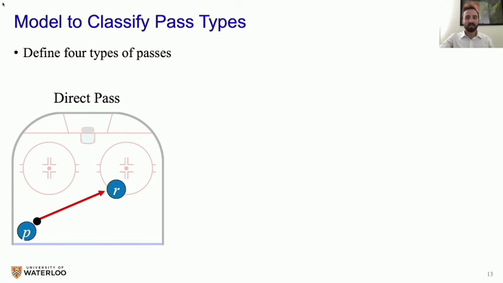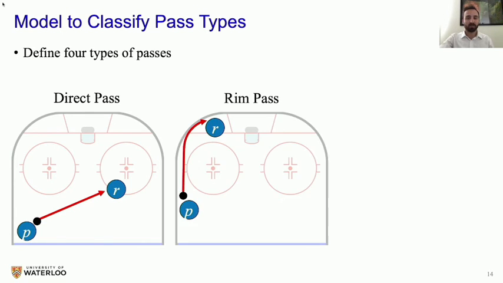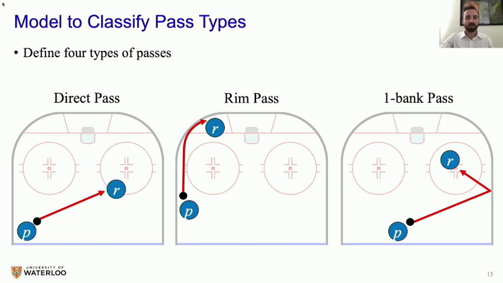First, direct passes from P to R, rim passes where P rims the puck around the corner boards, and one-bank passes where the puck is banked off a straight section of boards. And a 4th class, other, which includes various edge cases beyond the scope of this paper. Imperfections in puck locations or pass beginning and end timestamps make identifying each type of pass incredibly difficult.